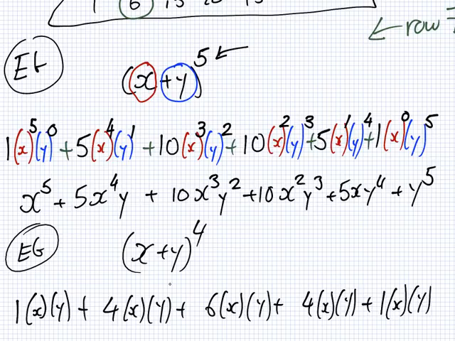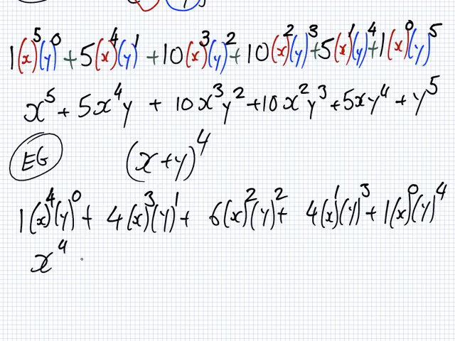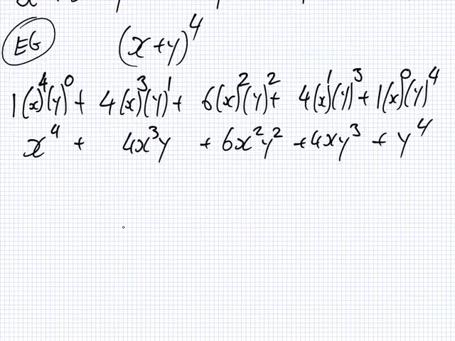And then the powers, so this one would be 4, 3, 2, 1, and 0, and this one would be 0, 1, 2, 3, and 4. So we end up with x^4 plus 4x^3 y plus 6x^2 y^2 plus 4xy^3 plus y^4 at the end. Right, let me do another one for you, but this time a little different.